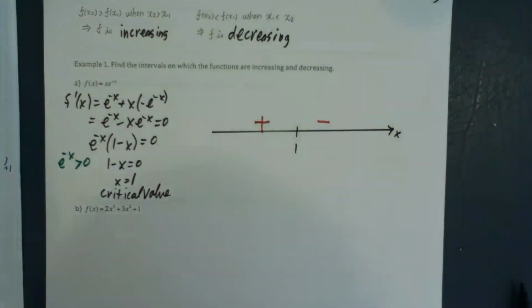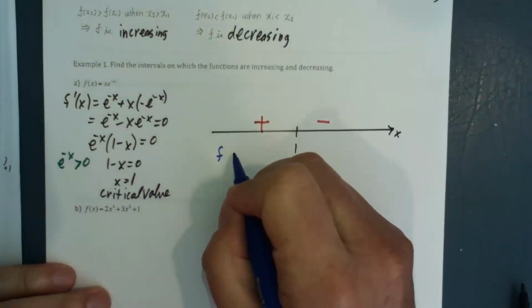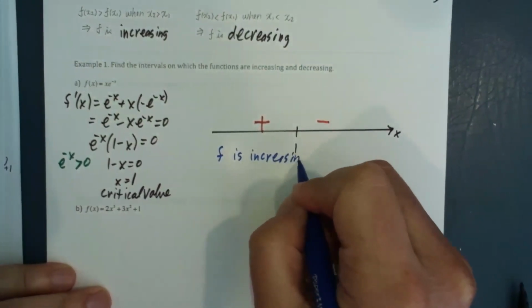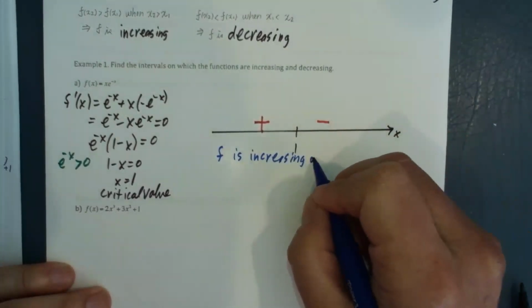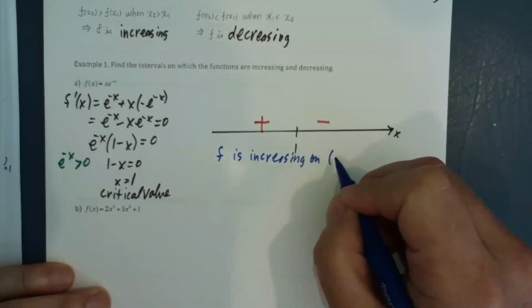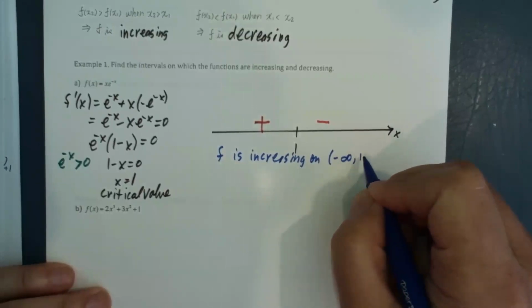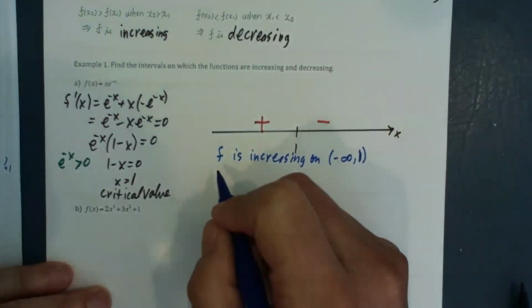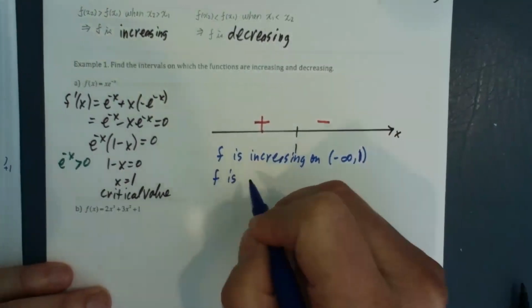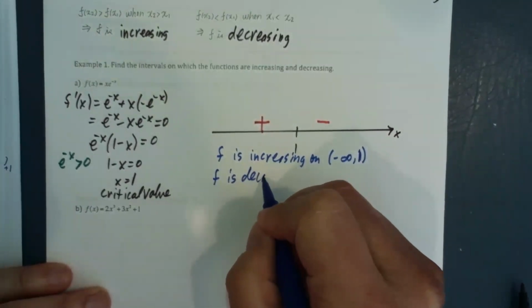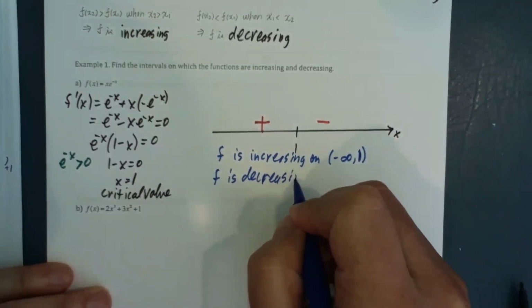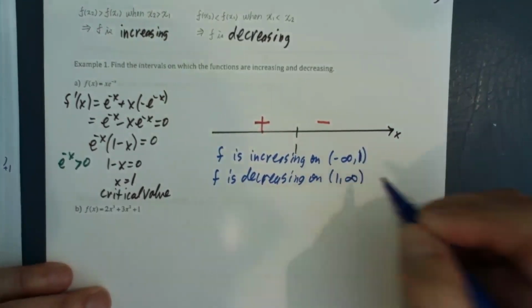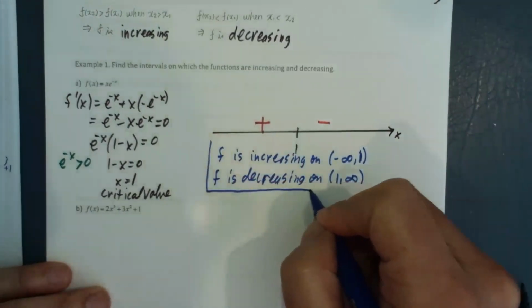So we're going to say f is increasing, and we'll use interval notation, on negative infinity to 1. Typically, we don't include the endpoints. And f is decreasing on 1 off to infinity. And so that is our actual answer.